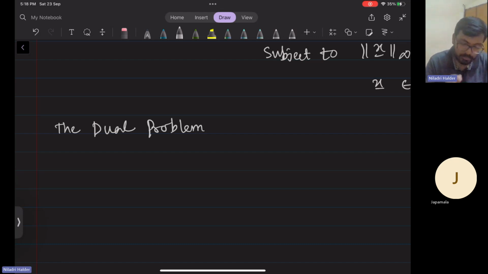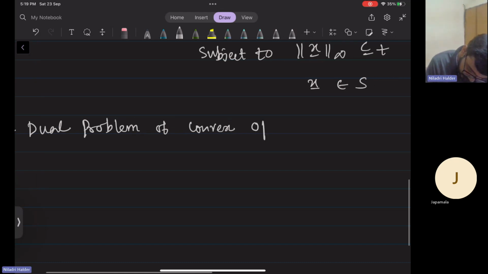Maybe this dual problem and KKT equations both will be taught in the normal lecture series next week, maybe. So yeah, this will help you to understand that lecture better, maybe. So the dual problem of the convex optimization problem.